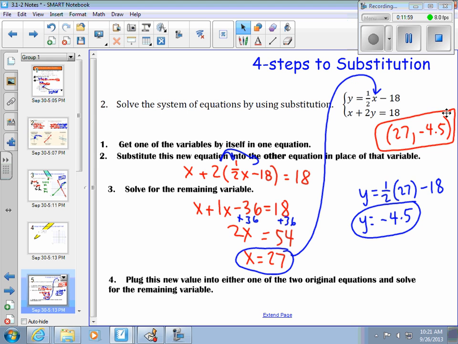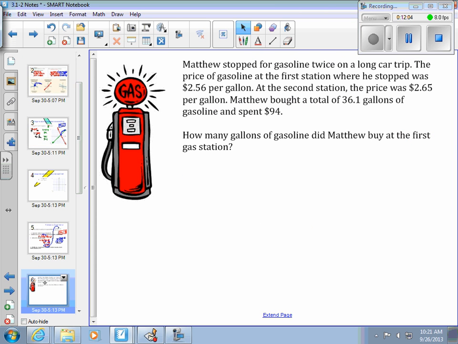All right, the problem following this one is another problem where we're going to have 2 sets of information. Let's read through it. It says Matthew stopped for gasoline twice on a long car trip. The price of gas at the first station where he stopped was $2.56 per gallon. At the second station, the price was $2.65 per gallon. Matthew bought a total of 36.1 gallons of gasoline and spent $94. How many gallons did Matthew buy at the first station?